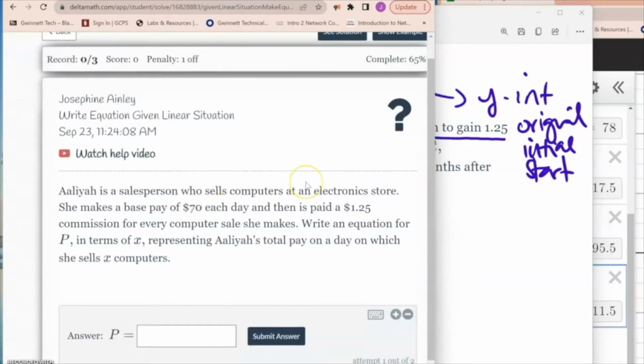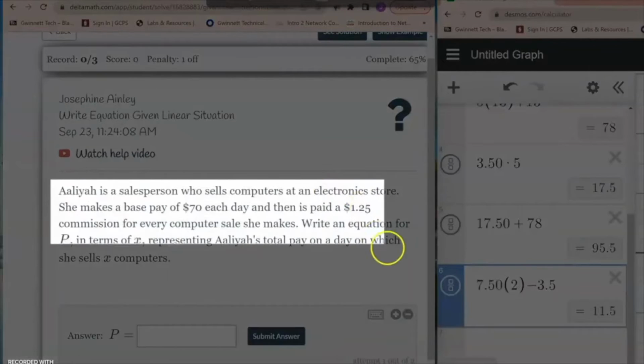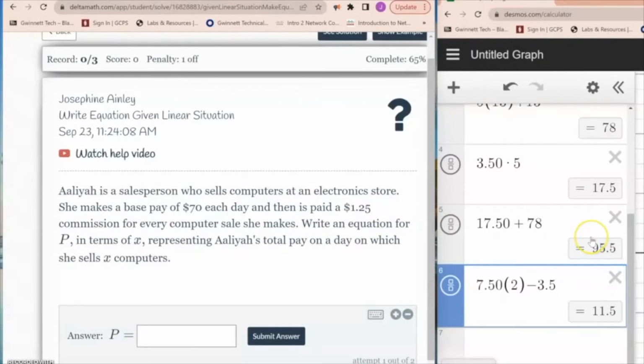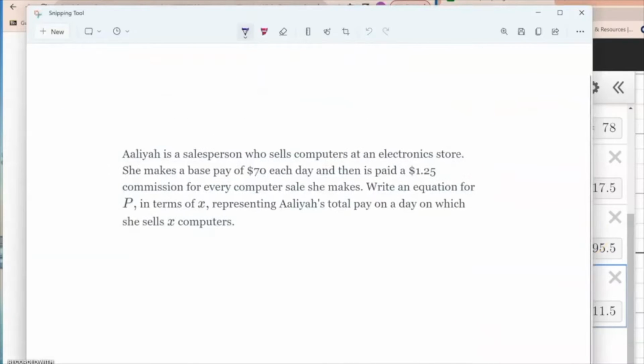Let me see if this is one that you'll do. Yes, this is another question, kind of like what you're going to be getting. So I'll go ahead and go over this one too. All right, so Aliyah salesperson. So again, remember you're doing y equals mx plus b. And you just need to find where's my initial, how is it changing? That's all you need. So find your first number.